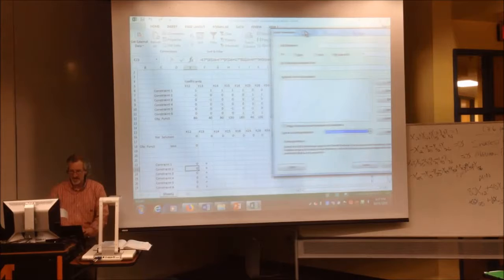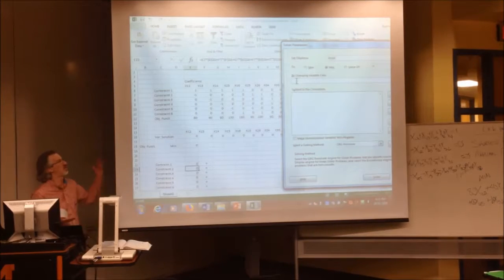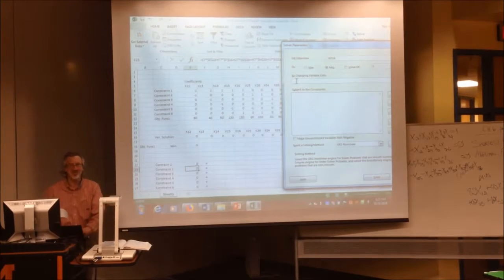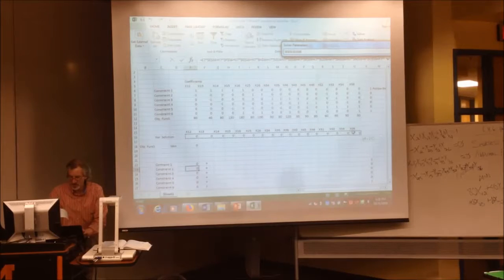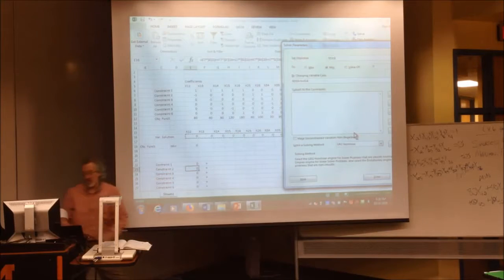First thing says, set objective. I got to put a cell location right there. What would that cell location be? F18. That's right. Very good. It's where the objective function is being calculated. Next, is this a max, min, or a value of? Min. By changing variable cells, what is it asking for? Variable. That's right. It would be where the optimal solutions are going to be placed, the cell locations. So I'm going to highlight from E16 to wherever these zeros end. It looks like it goes all the way to U16. So E16 to U16.